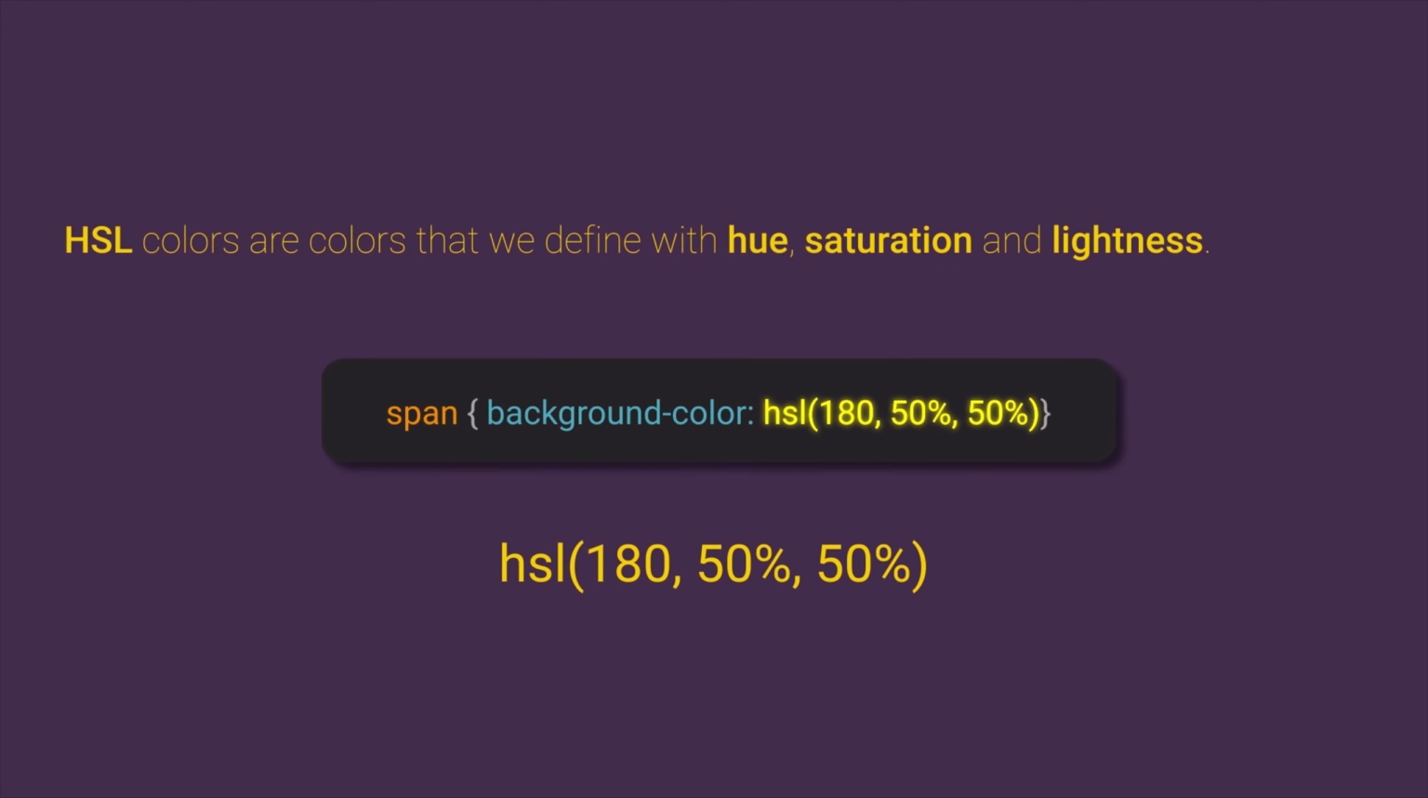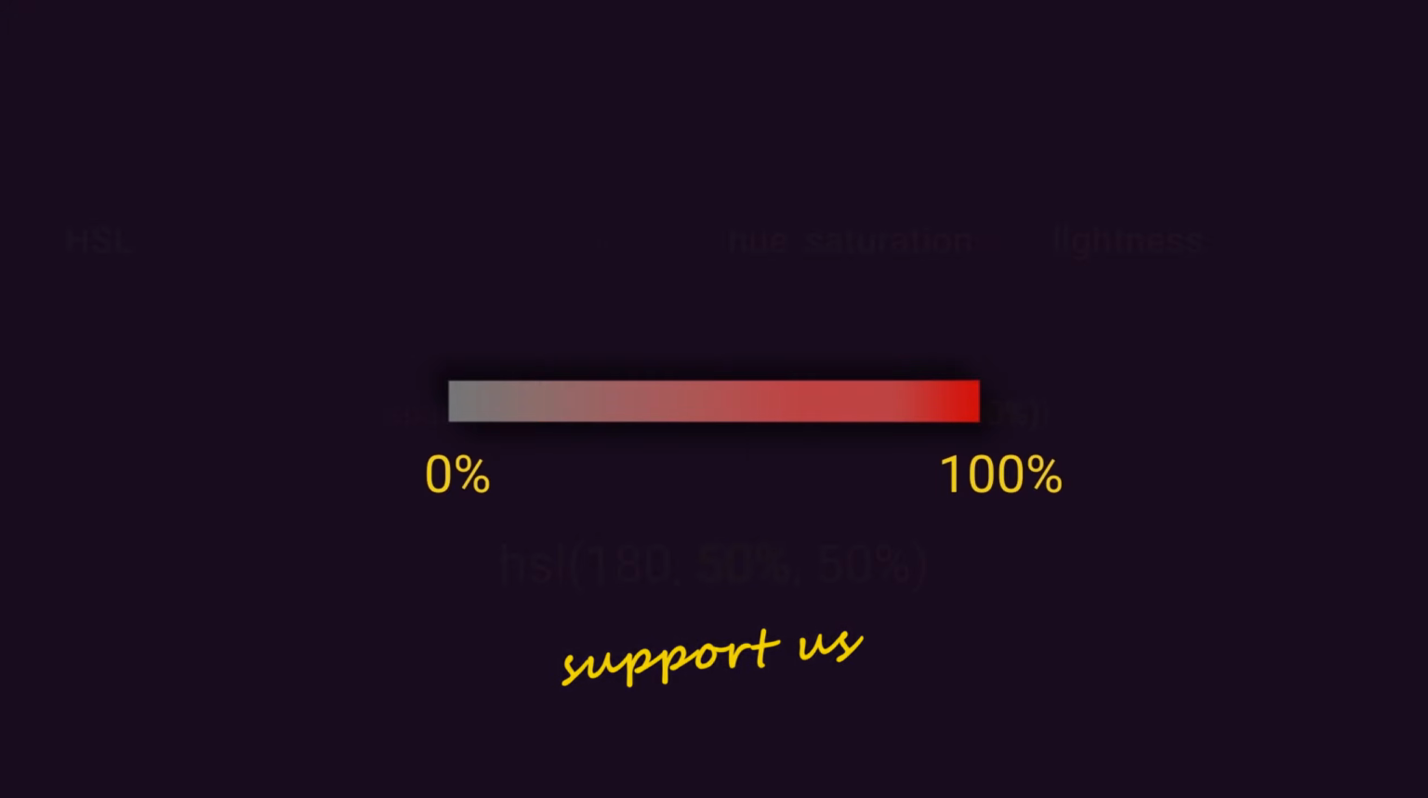Second value that we set for HSL represents saturation. Okay, so how to understand saturation? So let's take this example. Saturation exactly represents how we want to include our source color that we have chosen from wheel of colors to our final color. If we set 0%, this means that we actually don't want to include our source color in our final color, so our final color will be gray.